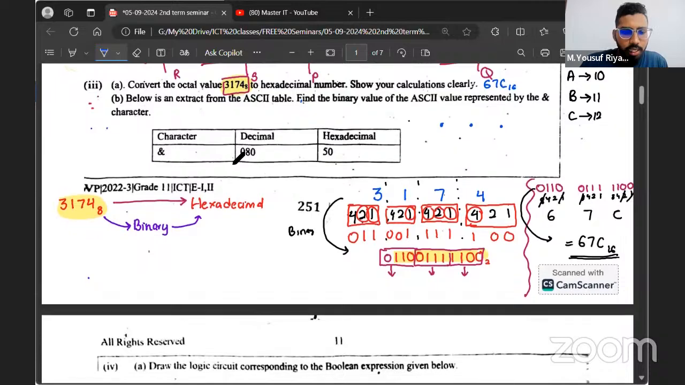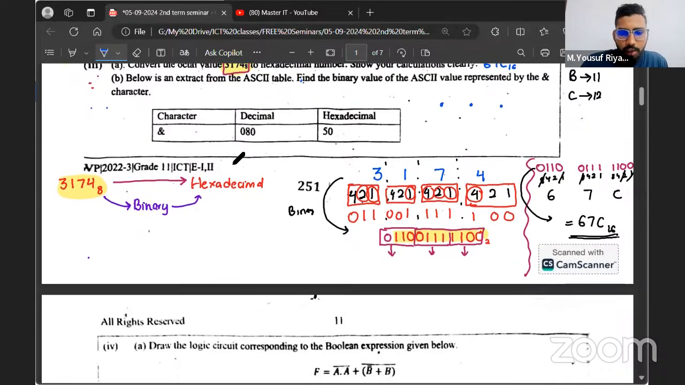Next, below is an extract from the ASCII table. Find the binary value of each ASCII value represented by the character. Now they have told you the character, it's represented in decimal using the number 80, hexadecimal 50. They are asking you what is the ASCII value of it. Normally, by ASCII we mean how we can represent that value in how many bits.